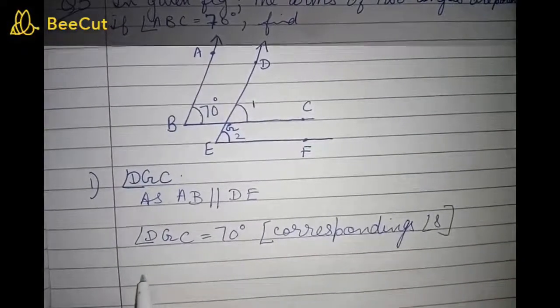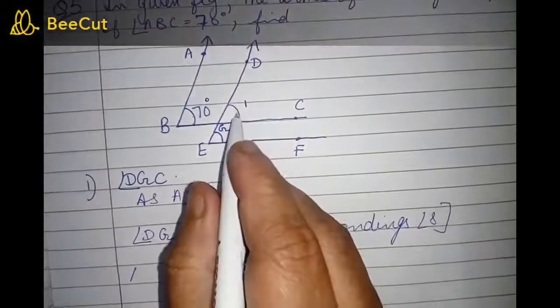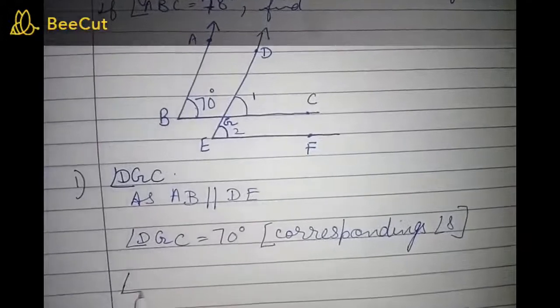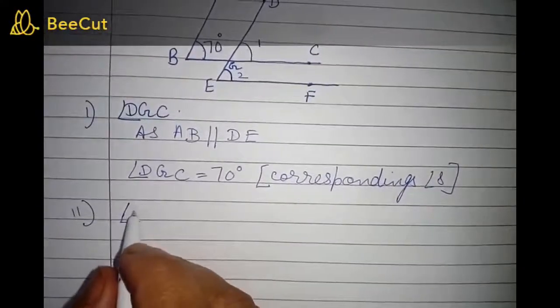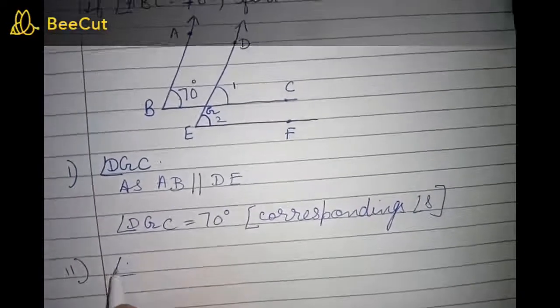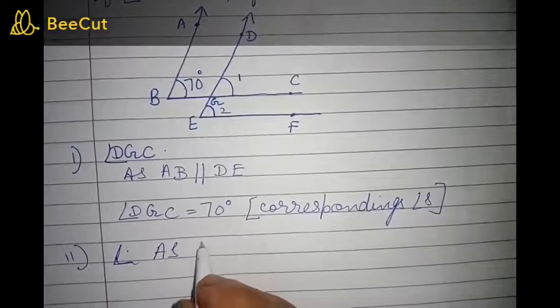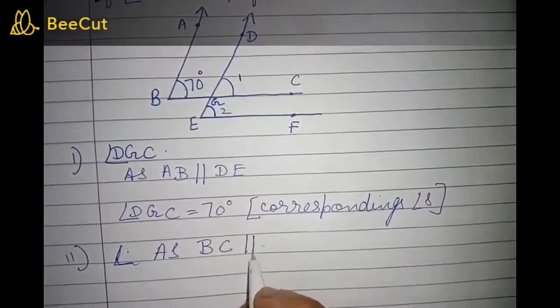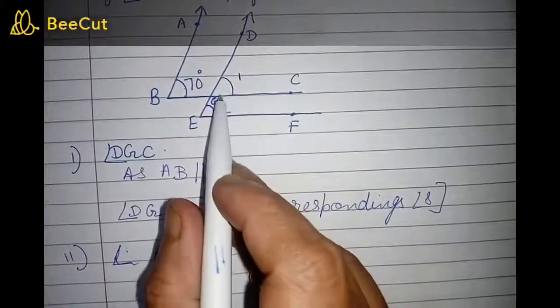Now angle 1 you have found out. The second part, we have to find DEF. So as you will write, as BC is parallel to EF, these two horizontal lines are parallel.